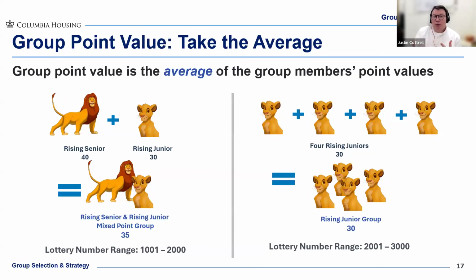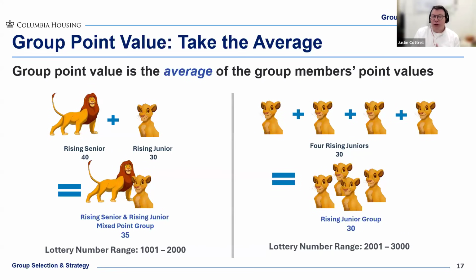Now, let's talk about the group point value. As a group, you'll receive one point value and one lottery number. Group point value is the average of each individual group member's point value. So if your group is made up of entirely one class, like the example on the right-hand side, your group's point value will be the same as your individual value. This group can expect their lottery number to fall in the range for rising juniors because, as you can see, all four members are rising juniors, thus the average point value being a 30.